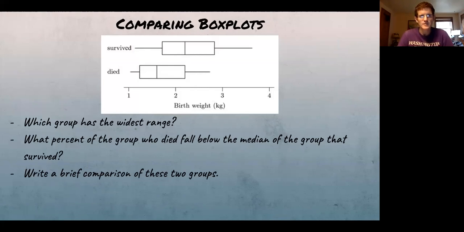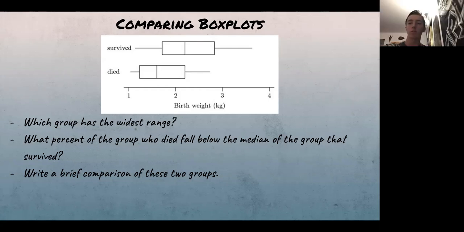So looking at this, I don't have any writing to say what the circumstance for this data is, but you could probably infer. We have a group of newborns that survived, a group of newborns that died, and we have their birth weights. So we can compare. Which of those two groups has the wider range? Survived. Yeah, and we can see that in the box plot.